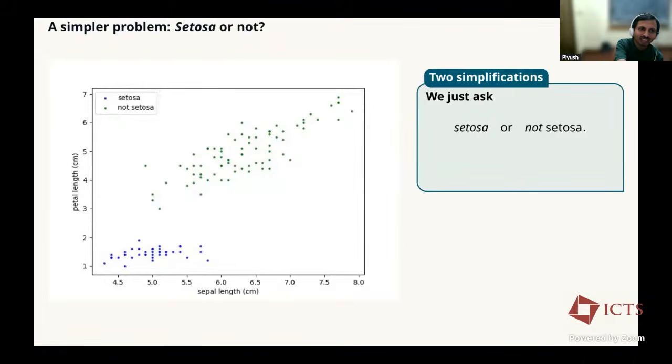Here is a picture of some measured sepal lengths and petal lengths. The colors are visible, right? The green ones are not setosa and the blue ones are setosa. I think many people have suggestions on what their rule would be to separate them.